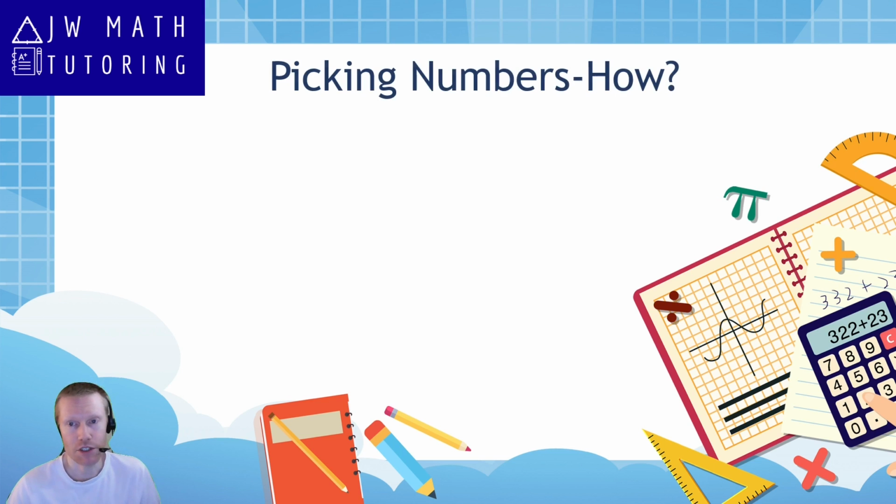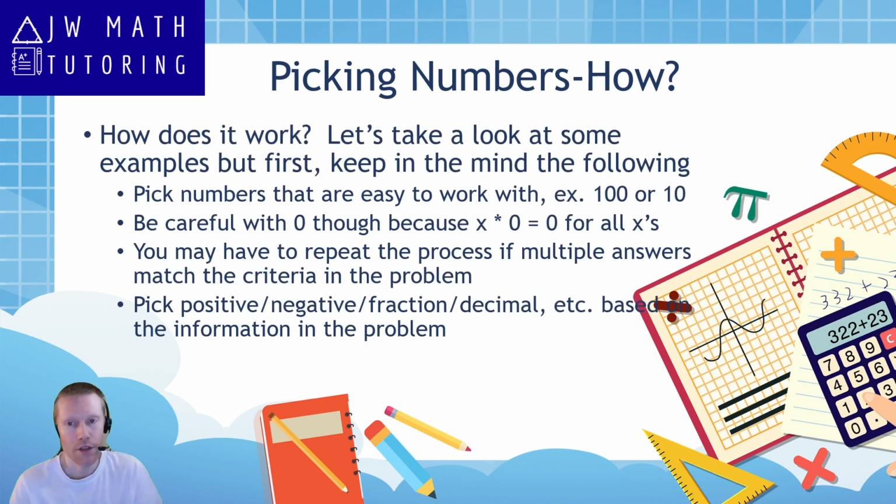Now, the next question, how does it work? We're going to take a look at some example problems coming up, from previously released SAT exams. But just keep in mind a couple things before we get to those. First of all, you want to pick numbers that are easy to work with, especially on the no calculator section where you have to do all the arithmetic either in your head or by hand on paper. So 100 or 10 are very good numbers to pick in a lot of situations.